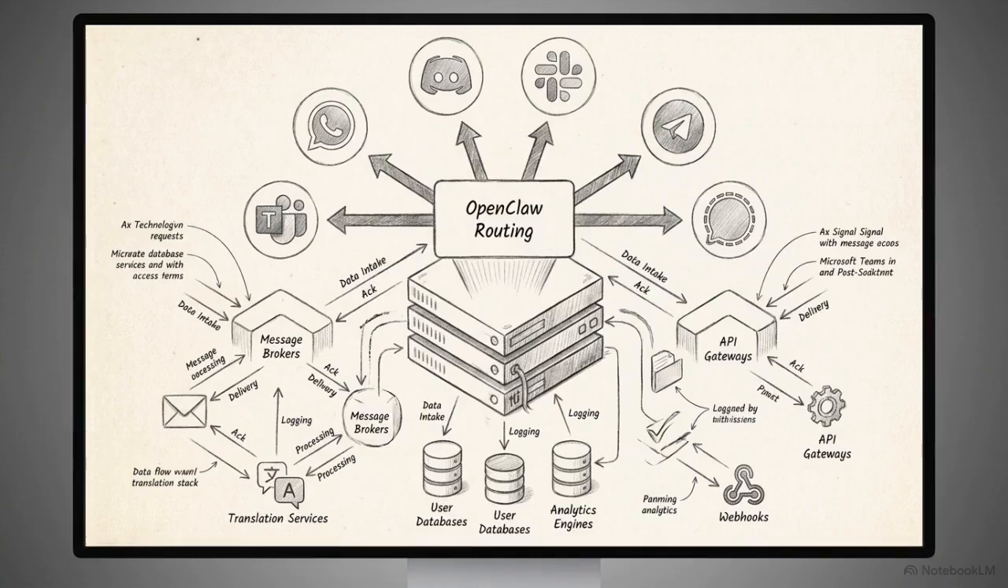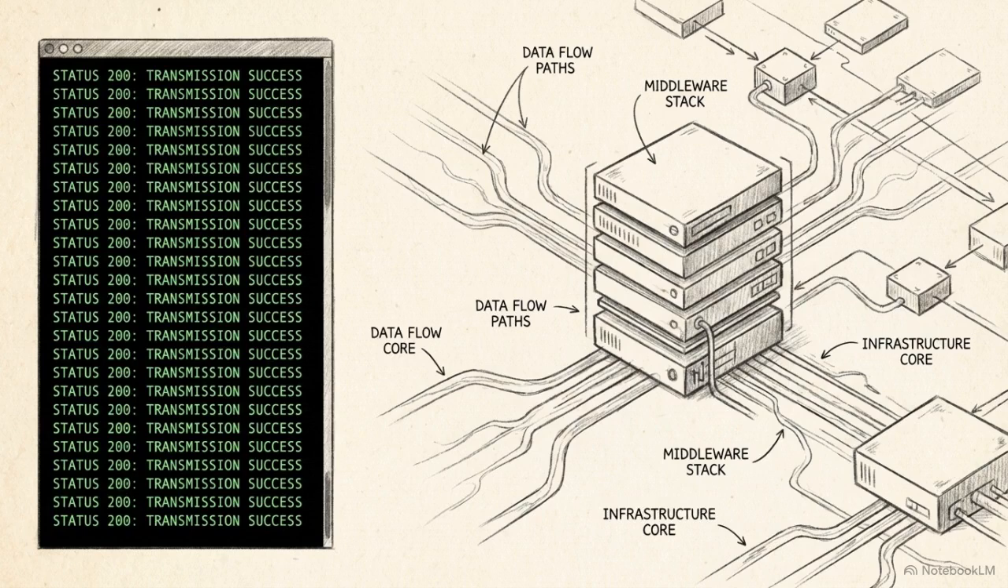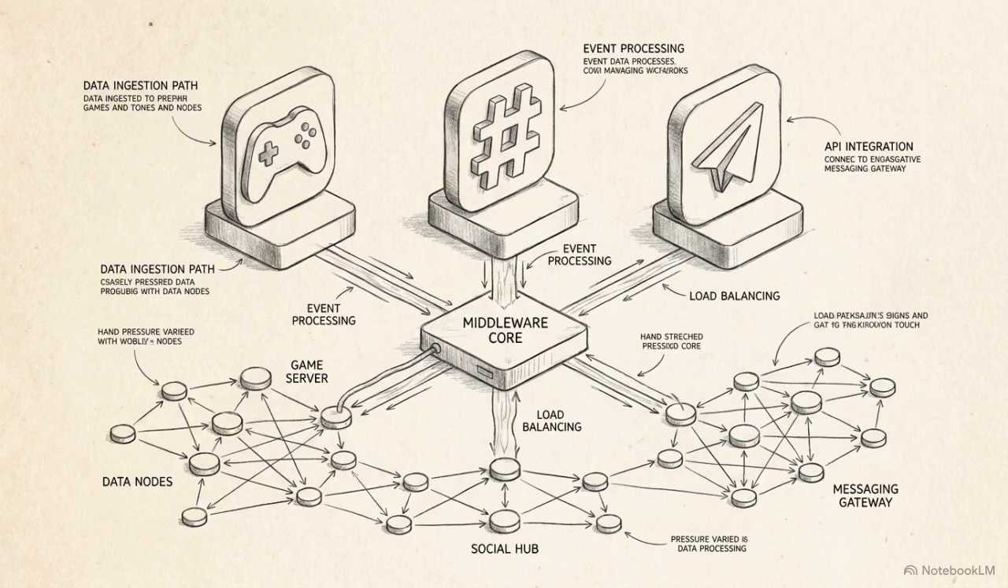The final layer of the stack is routing. This is where Openclaw acts as the central hub for all outgoing communication. The update includes architectural changes that ensure more reliable message delivery across different network protocols. This specifically improves how the system integrates with communication platforms like Discord, Slack, and Telegram.